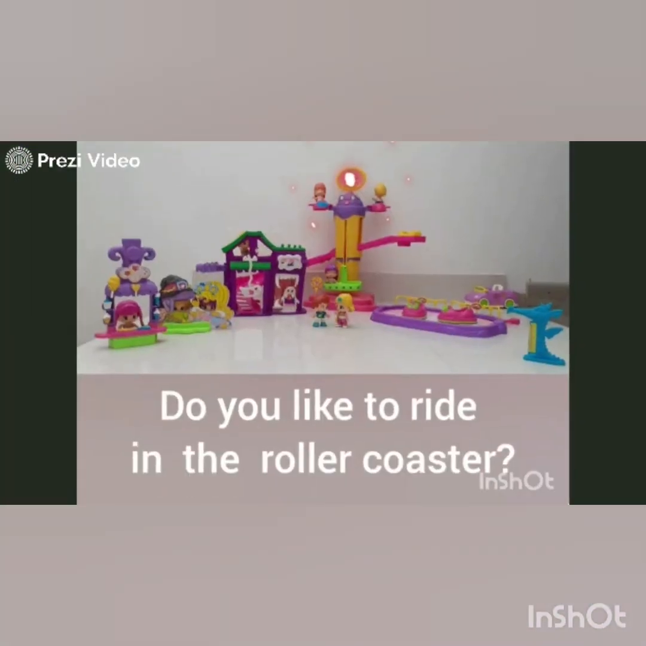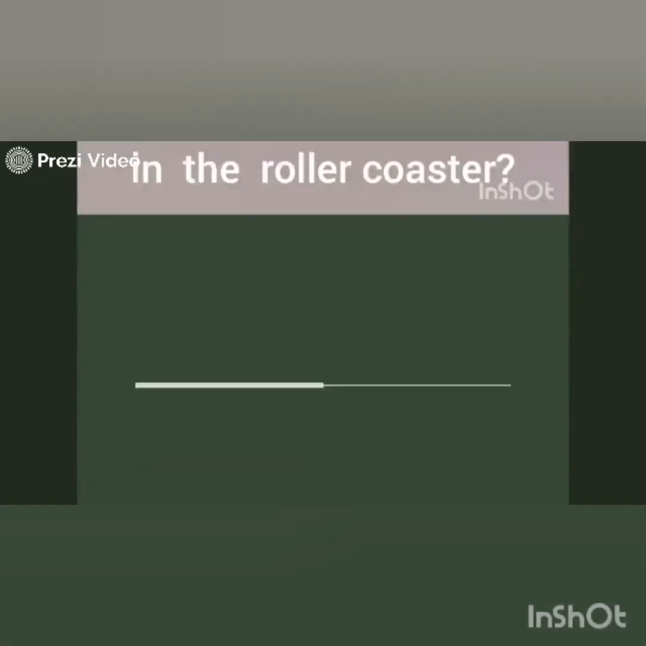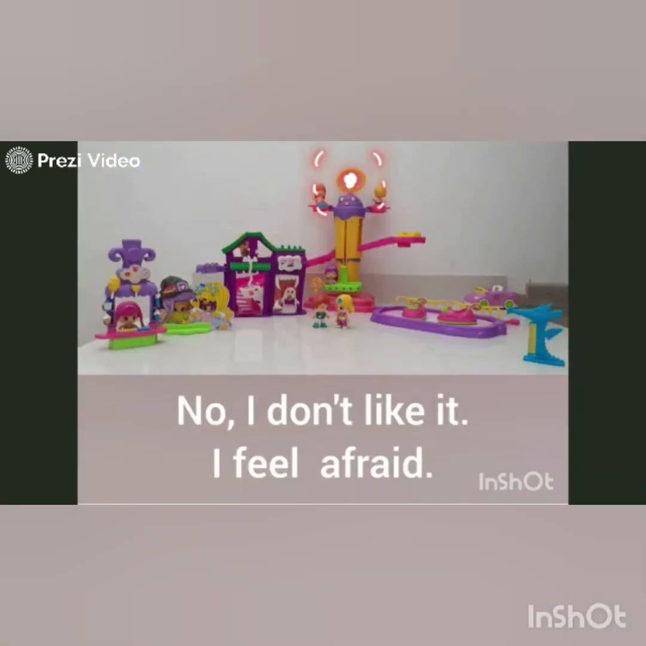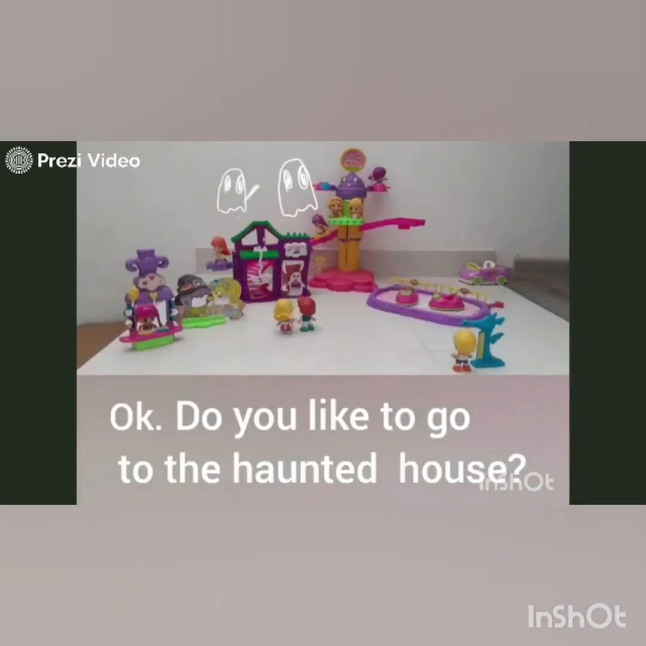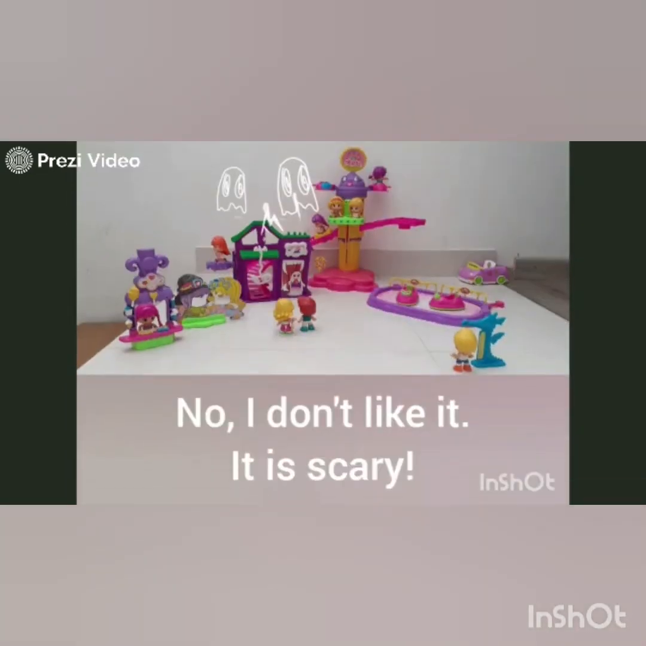Do you like to ride the roller coaster? And Ashley answers, no, I don't like it. I feel afraid. Notice how here we have I and don't. Let's see another example. Kevin asks, okay, do you like to go to the haunted house? And Ashley answers, no, I don't like it. It's scary. So again, we have the subject I and don't.